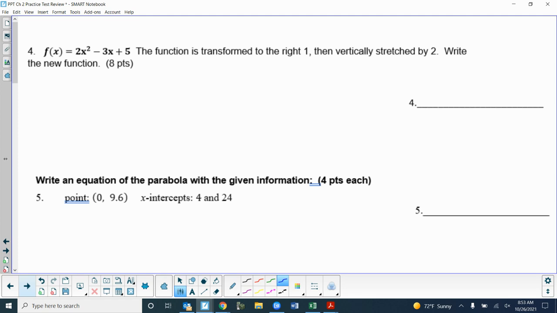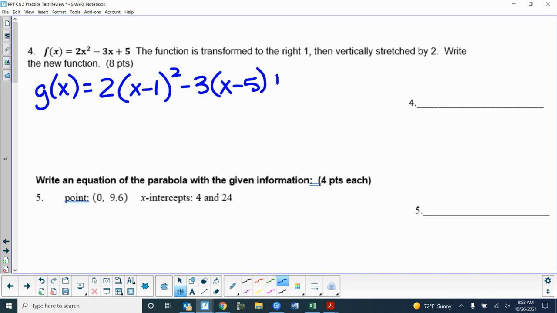Minus 1, right? So wherever we see an x, I'm going to call the new function g. Wherever we see an x, I'm going to put x minus 1. So that's transforming it to the right. Why did I put 5? I was looking at that 5 that I was adding. All right, so wherever there's an x, minus 1 because it was the right one. If it said transform left 1, then I would have put x plus 1 in this spot. You with me?